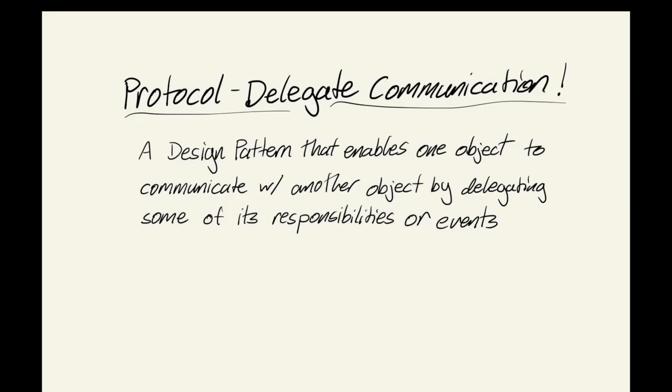Today we're going to check out protocol delegate communication. This is essentially a method of passing data between objects in Swift. More formally, you can call it a design pattern that enables one object to communicate with another object by delegating some of its responsibilities or events.